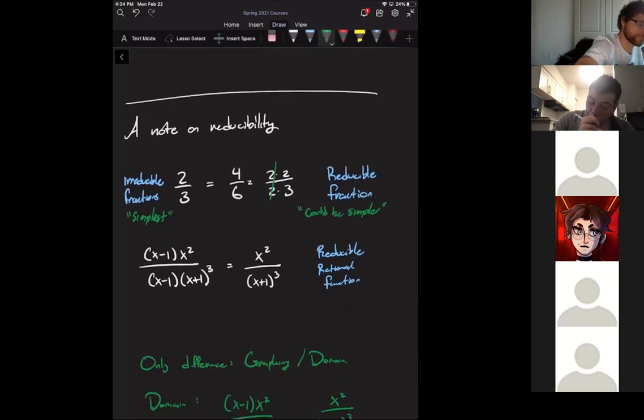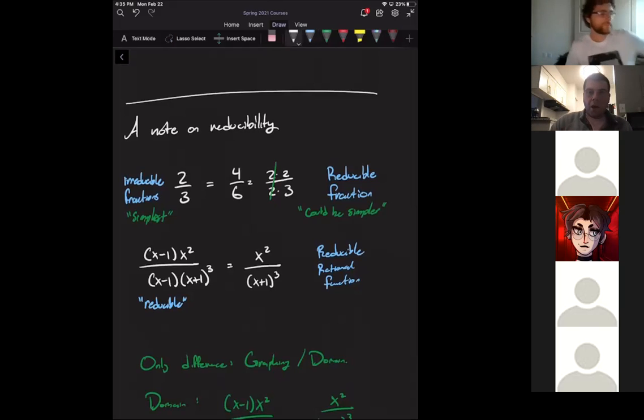So on the left, we have a rational function that's reducible. And this one's clearly reducible. We have x minus 1 times x squared divided by x minus 1 times x plus 1 cubed. So it's easy to see that we should cancel out the x minus 1's and just replace it with this simpler function.